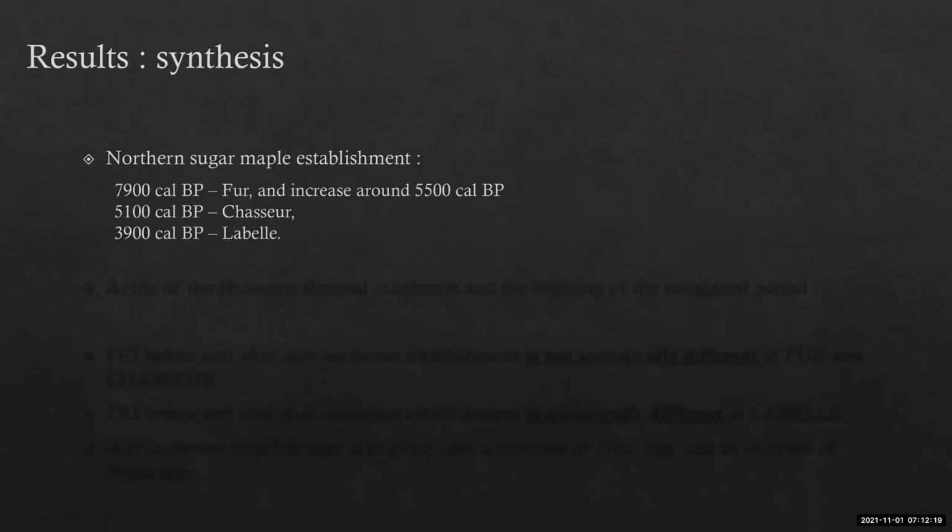So, I have to do a synthesis of this. The first question was when the sugar maple established in this study region. So we got an early establishment at Fur Lake around 8,000 BP, and then an increase between 5,000 and 6,000 BP. At Chasseurs, there is an establishment around 5,000 BP, and then at Label around 4,000 BP.